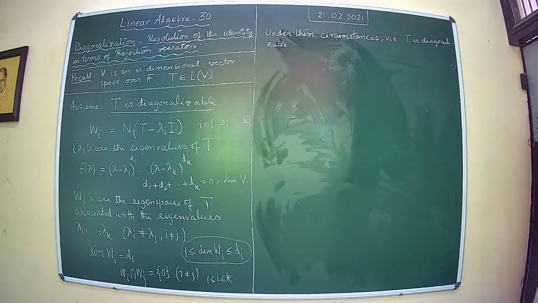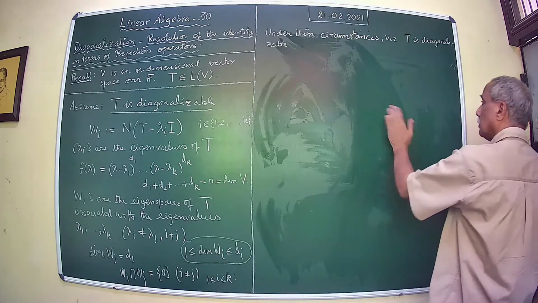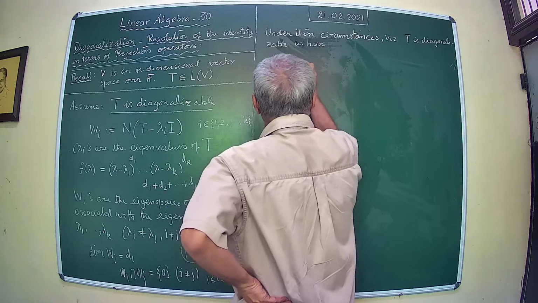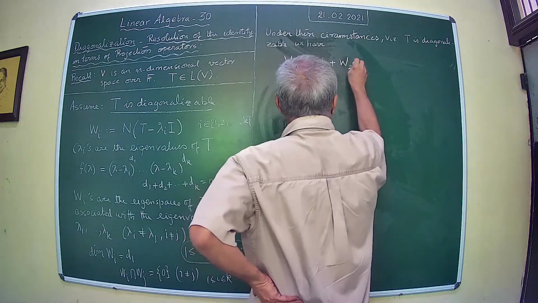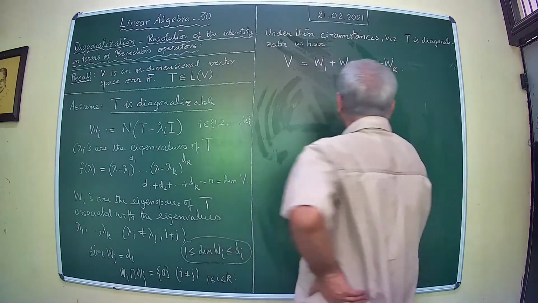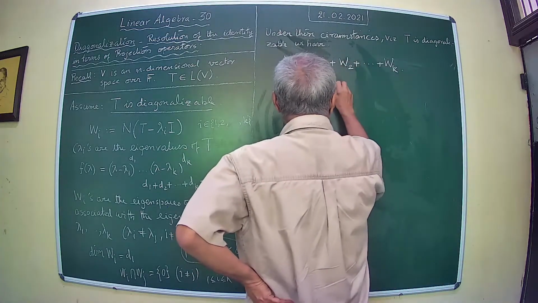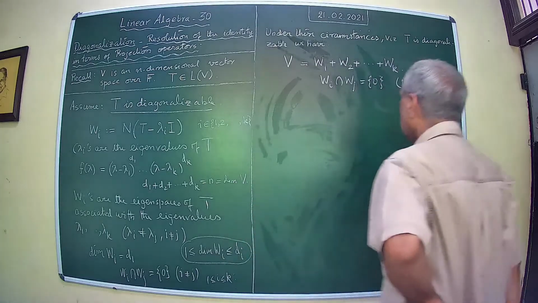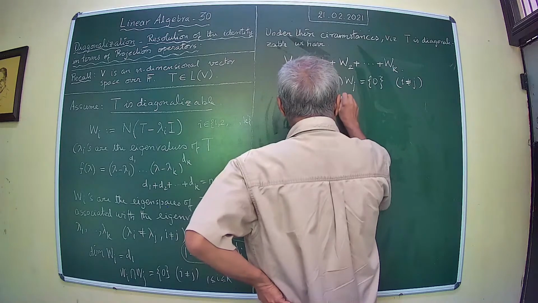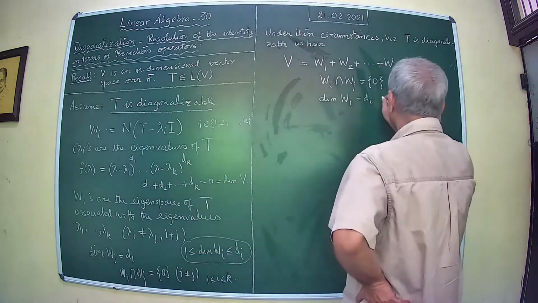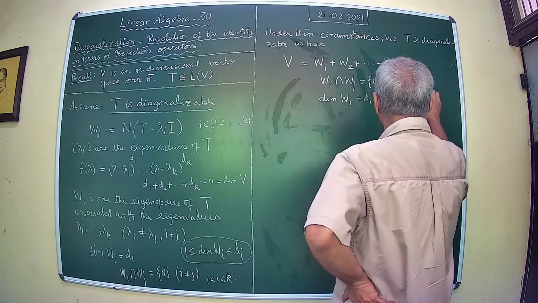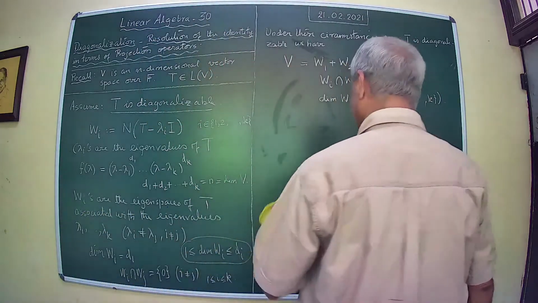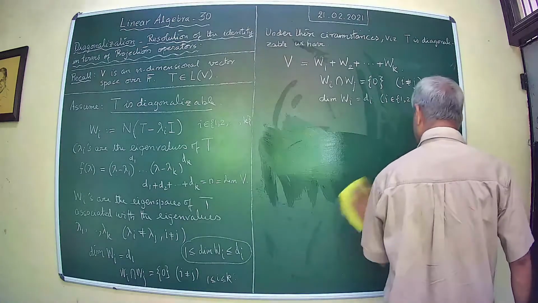Diagonalizable. We have V equal to W1 direct sum ... Wk, and we also have the dimension of ... As part of our discussion, the results from our discussion on what are called the projection operators.